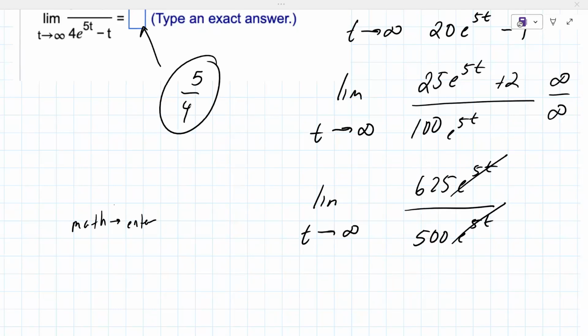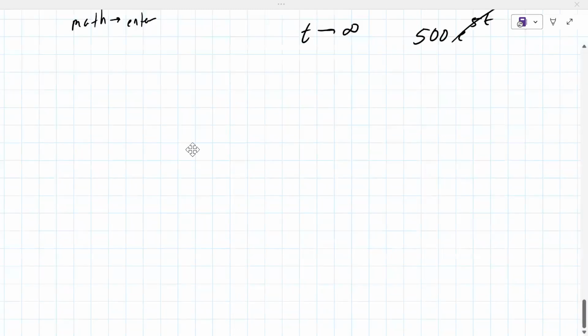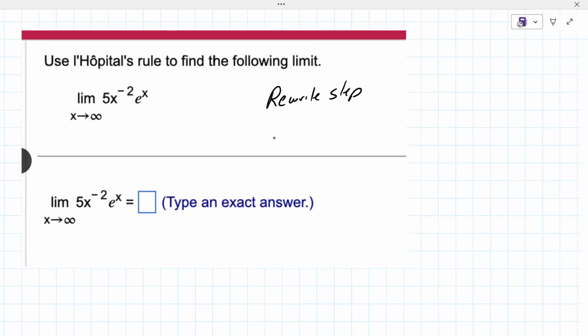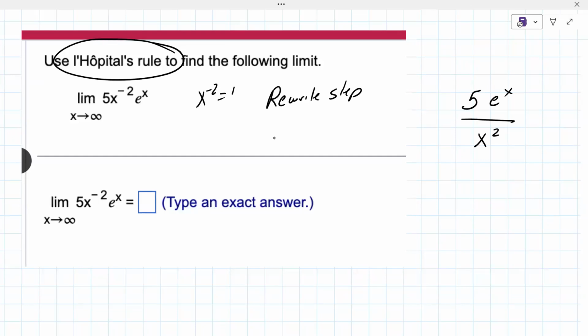All right, so let's look at number 6. Sometimes you have to do a rewrite step before you can do the problem. You've seen that a lot in calculus here, because L'Hopital's rule is almost always for fractions. So in this case, it'd be 5 e to the x over x squared. If you're wondering about that, x to the -2 becomes 1 over x squared. So the limit as x goes to infinity is infinity over infinity.